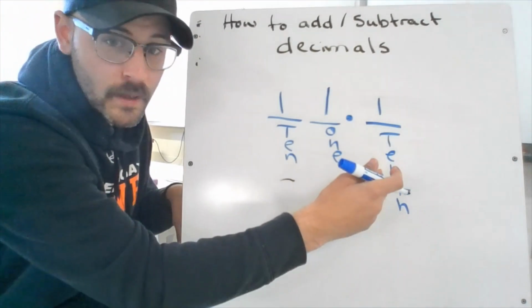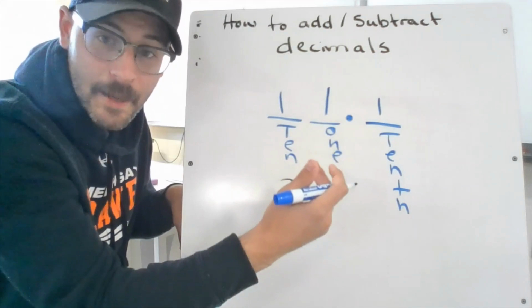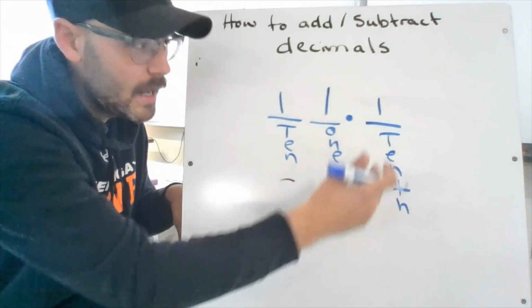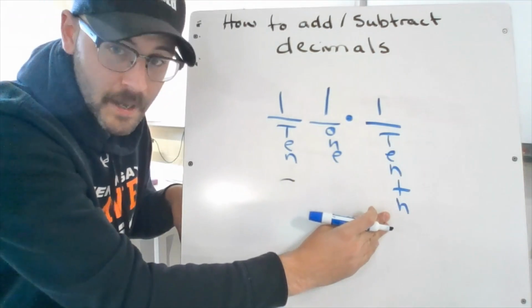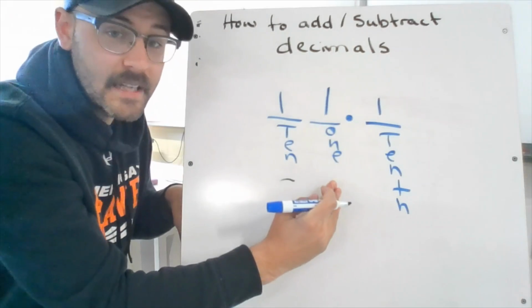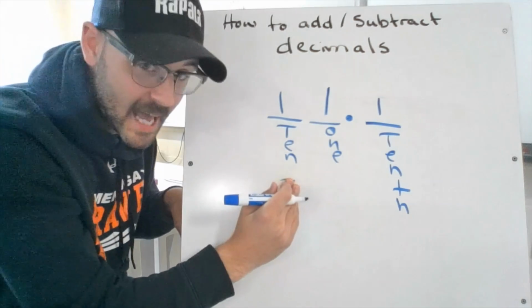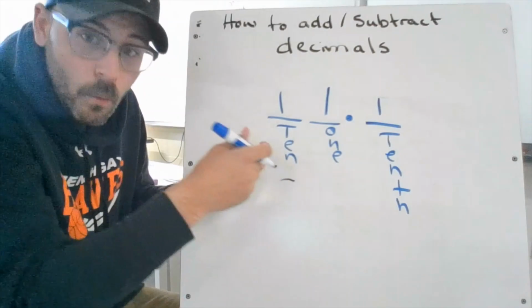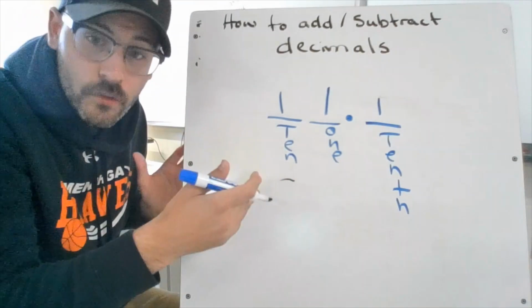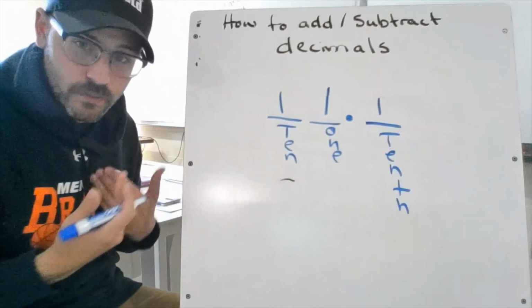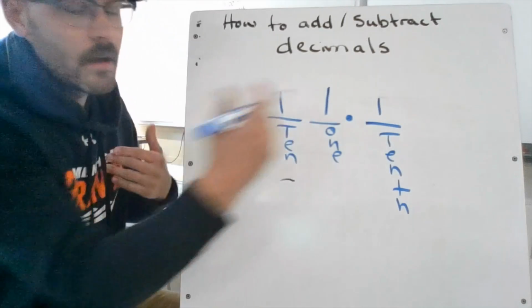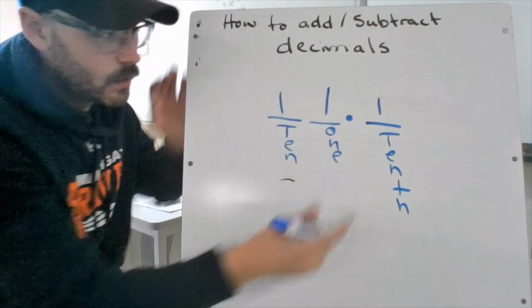Each place value to the left is 10 times greater than the place value to the right. It takes 10 tenths to make 1 whole. It takes 10 ones to make 1 ten. It takes 10 tens to make 100. It takes 10 hundreds to make 1,000. And it goes forever and ever and ever. It also goes forever the other way too, though.